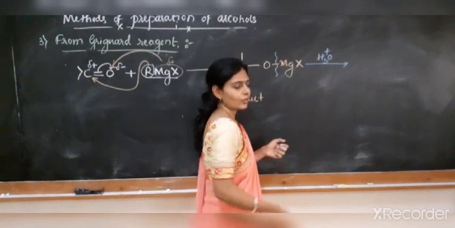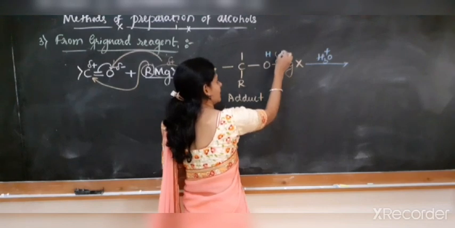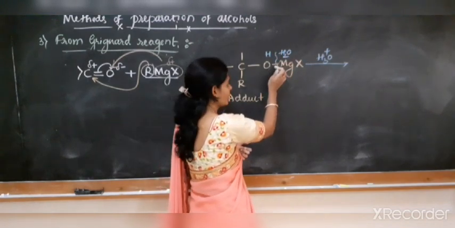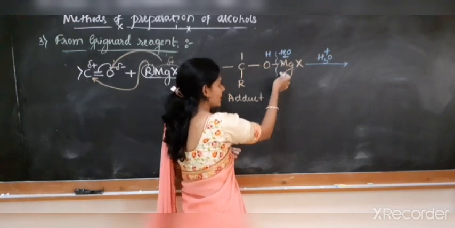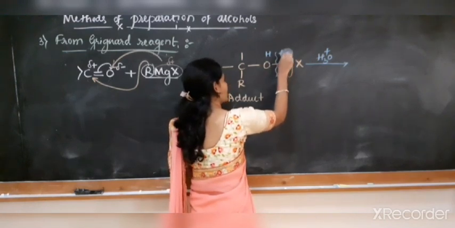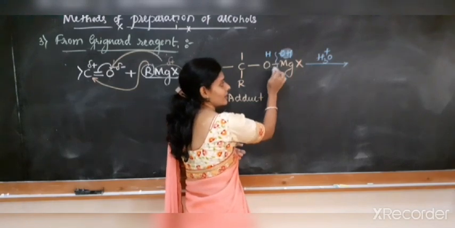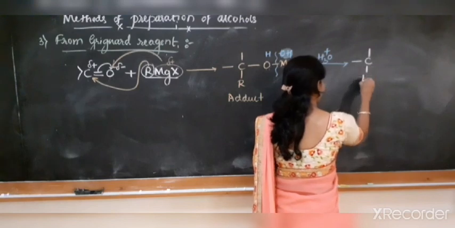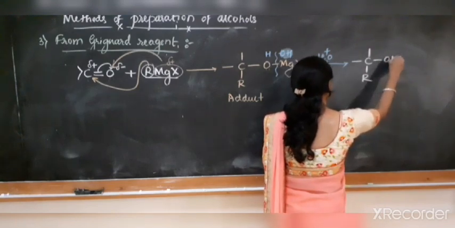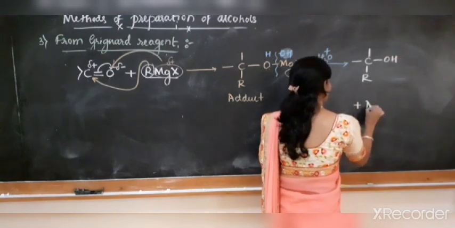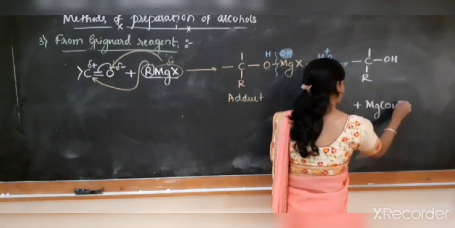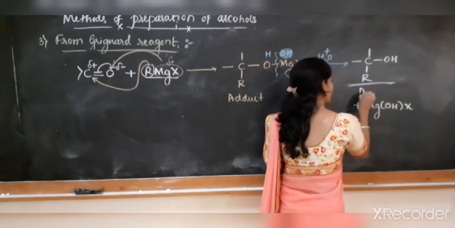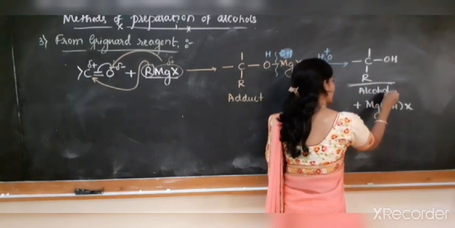When it is treated with water, what happens? There is a breaking of the bond between oxygen and the metal, and HOH acts across this bond. So there is a formation of the final stable compound, where O now has hydrogen, OH, and the remaining is the byproduct MgOHX. X may be any halogen. So like this we get the alcohol from the carbonyl compound.